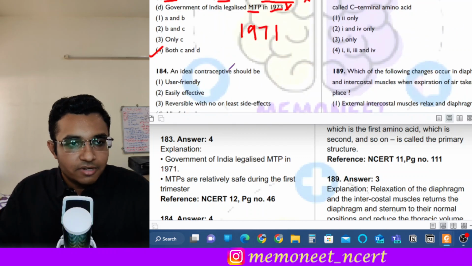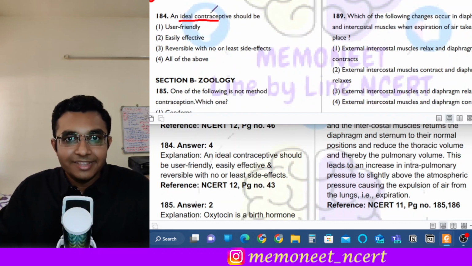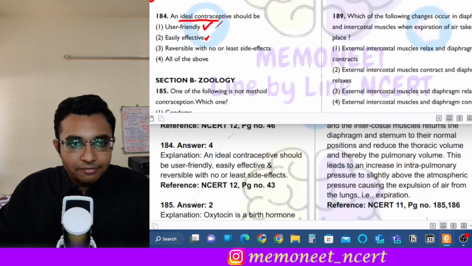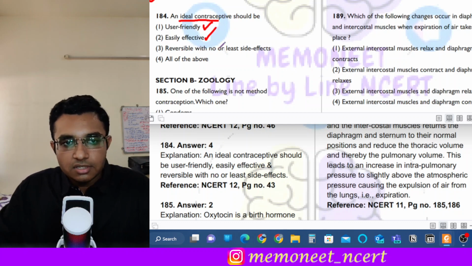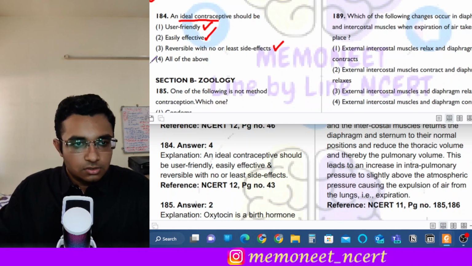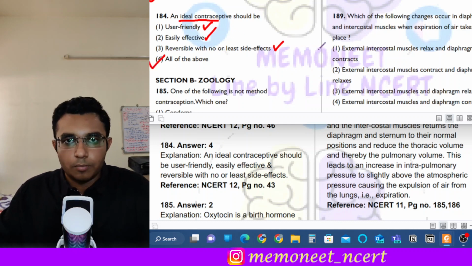The next question is question number 184. An ideal contraceptive should be. So what should be characteristics of an ideal contraceptive? First of all, it should be user friendly. Next, it should be easily effective. Third, reversible with no or least side effects. This is also a correct statement. So here all of the above are true. Okay, so the correct answer is option 4.